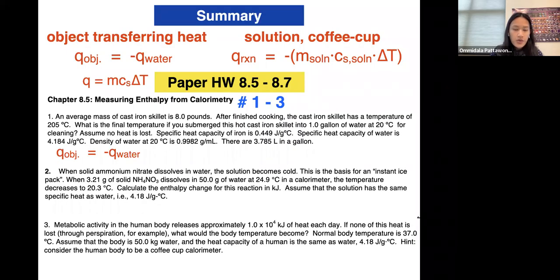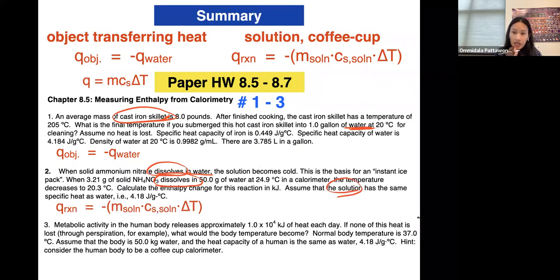So here are hints. If you're looking at problem 1, it would be the heat transfer between an object and water, because it's talking about a hot object, an iron skillet, and the keyword is water right here. That's how I know it's the transfer of heat between two objects. The second one talks about something dissolving in water. Remember, when you see the word dissolve, you are making a solution. So this is going to be the heat of the reaction involved with the solution, and you're going to use this equation instead.